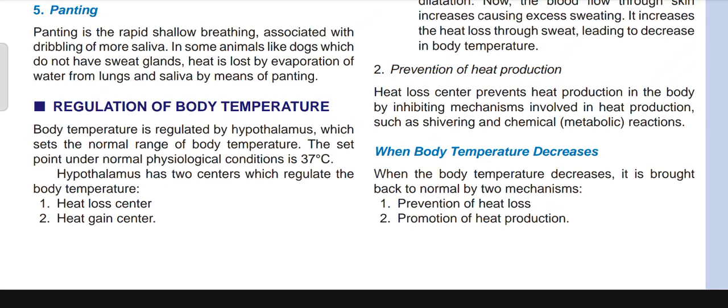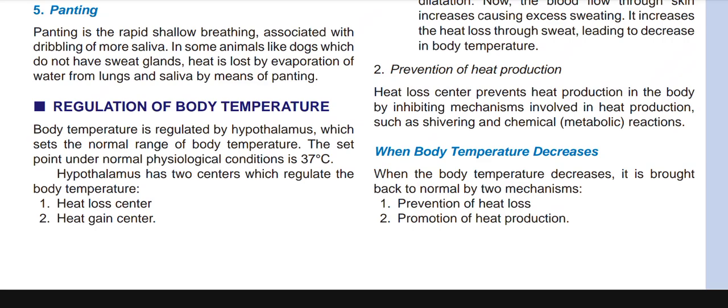In the previous video we have already discussed the heat loss, and now in this video we are going to discuss the regulation of body temperature. So body temperature is regulated by the hypothalamus, which sets the normal range of body temperature. The set point under normal physiological conditions is 37 degrees Celsius.